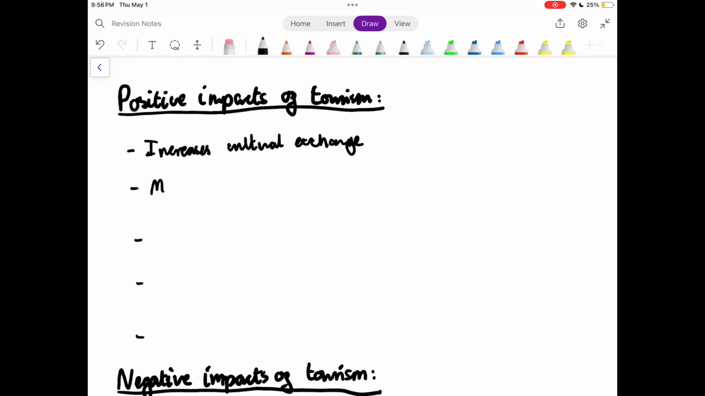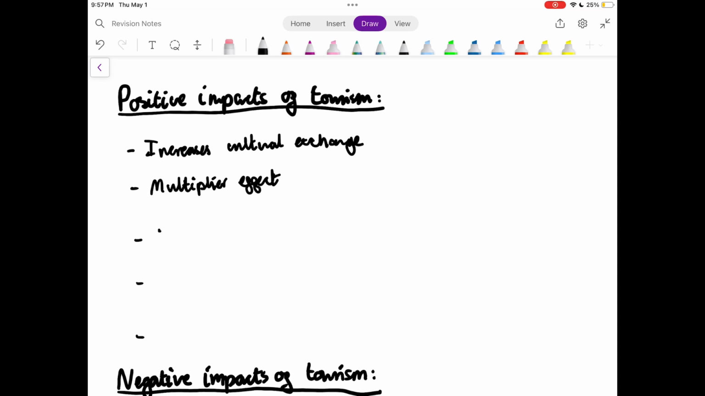The next is a multiplier effect. And what this means is that when tourism increases, it also increases income for retail and commercial centers that are located in the area of tourism, because there'll be more tourists that will buy those goods and services, and can therefore have an overall increasing impact on the economy.